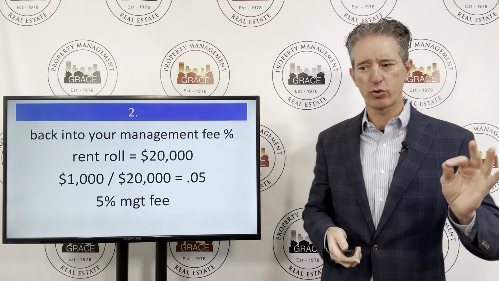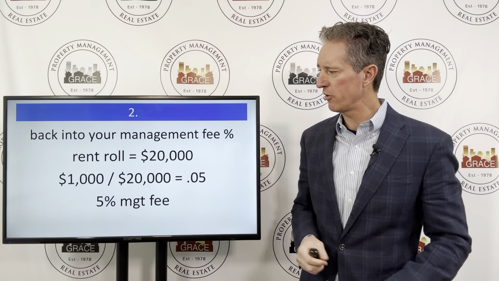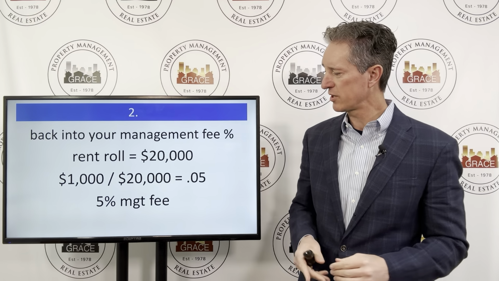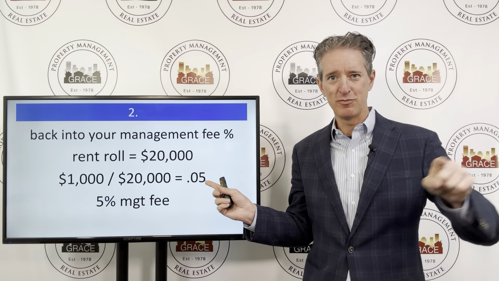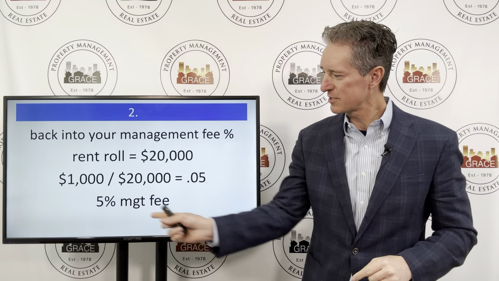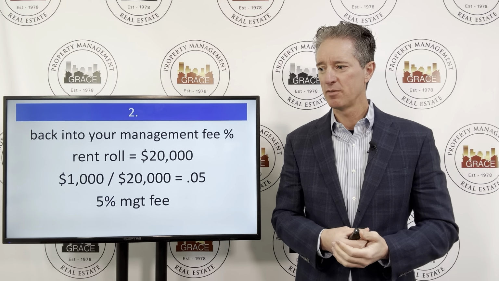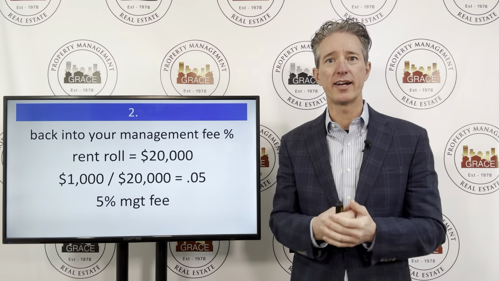Well, let's go back to fourth grade math. You simply take your $1,000, you divide it by the rent roll of $20,000, it gives you 0.05. Remember seventh grade math, you move the decimal 2 places? Yeah. Move the decimal 2 places, that's a 5% management fee. So you'd quote your owner client, it'd be 5%.